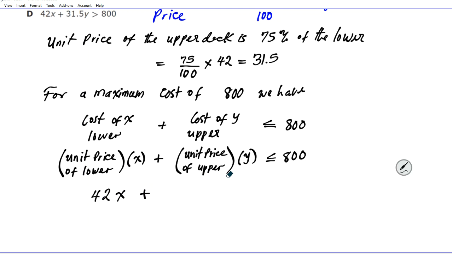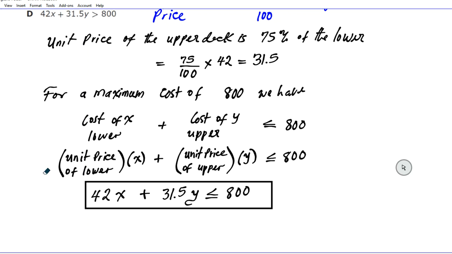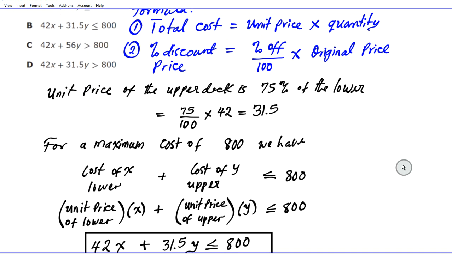For the Y upper seat tickets, the total cost is going to be the unit price, which is 75% of 42. We calculated that to be 31.5. That's the unit price, times the number of tickets, which is Y, and this should be less than or equal to 800, or no more than the constraint of $800. Okay, so this is the inequality that represents the situation. Our answer is option letter B.